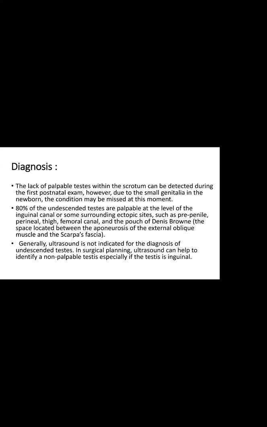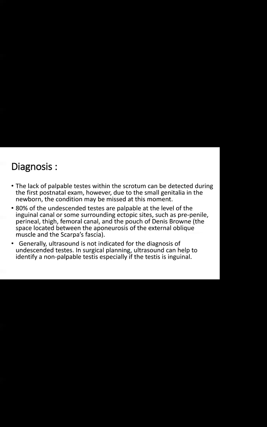80% of the undescended testes are palpable at the level of the inguinal canal and some surrounding ectopic sites such as prepenile, perineal, thigh, femoral canal, and pouch of Denis Browne. It can be found anywhere, as we mentioned.